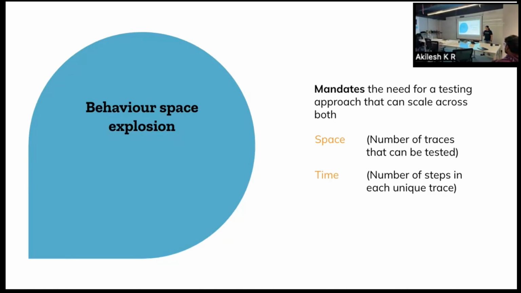So this mandates that we should have a testing mechanism which can span across space and time. When we say traces, it is the number of steps in each of those different combinations. We should be able to test almost all of those possible traces, and we should also be able to test as many unique traces as possible. It's not just that the number of traces is important; it should also be able to identify different steps and more steps in each trace.